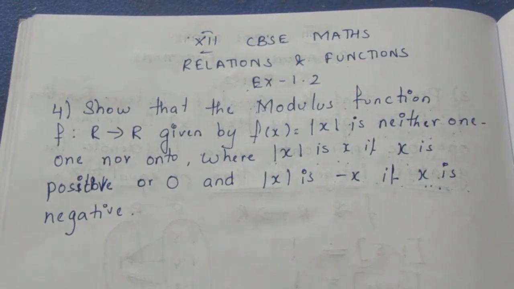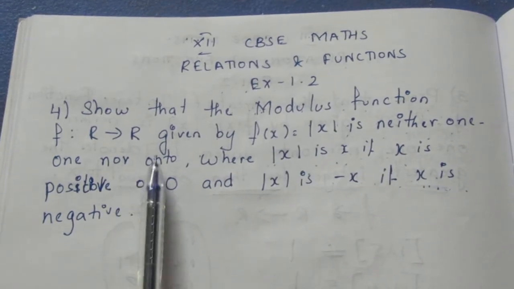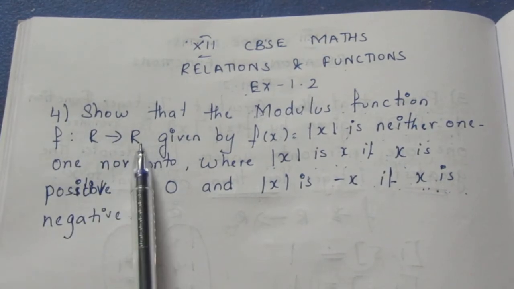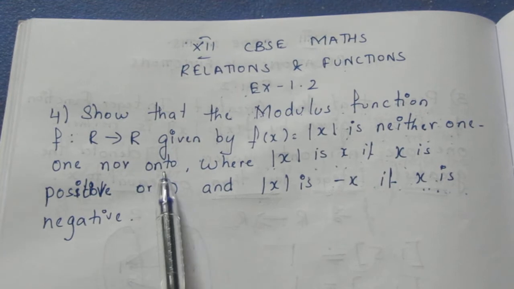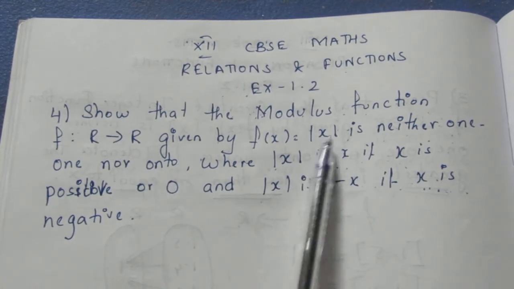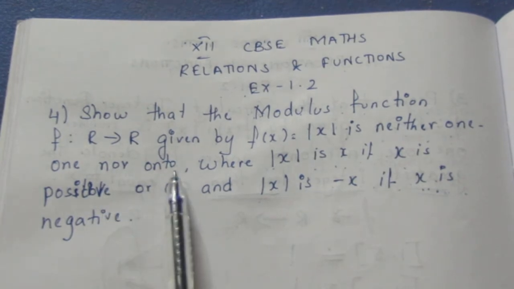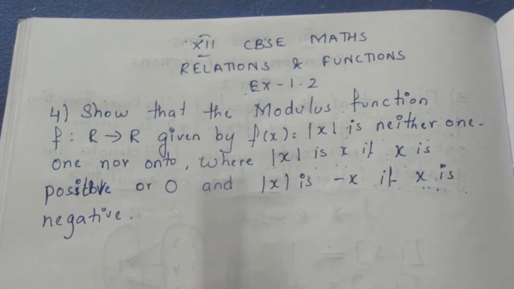Today we are going to see 12 CBSE Maths Relation and Function Exercise 1.2 question number 4. Let's see the question. Show that the modulus function f from R to R given by f(x) = |x| is neither 1 to 1 nor onto. So we need to show this function to be neither a 1 to 1 nor an onto function.